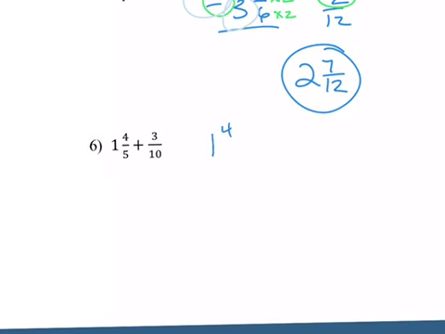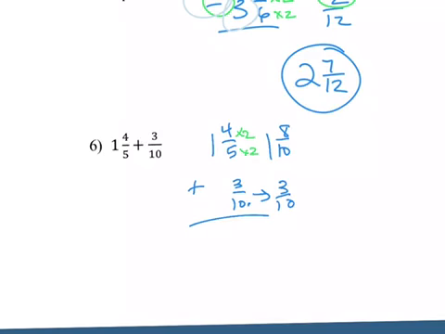Last one, 1 and 4/5 plus, nope, hold on. 1 and 4/5 plus 3/10. Okay, so my common denominator, they'll both go into 10. So I don't even have to change that one. It's going to be the same. 4/5 can scale up by 2, so that's 8/10.